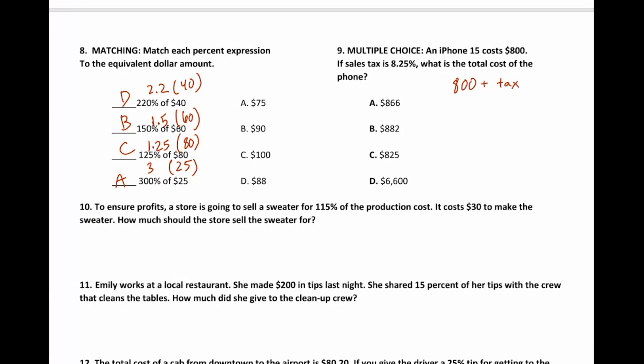So let's find the tax. The tax is going to be 8.25% or 0.0825 of the original amount, $800. So the tax is going to equal $66. So the total will be the original amount, $800, plus the tax, which is $866. So our answer is A.